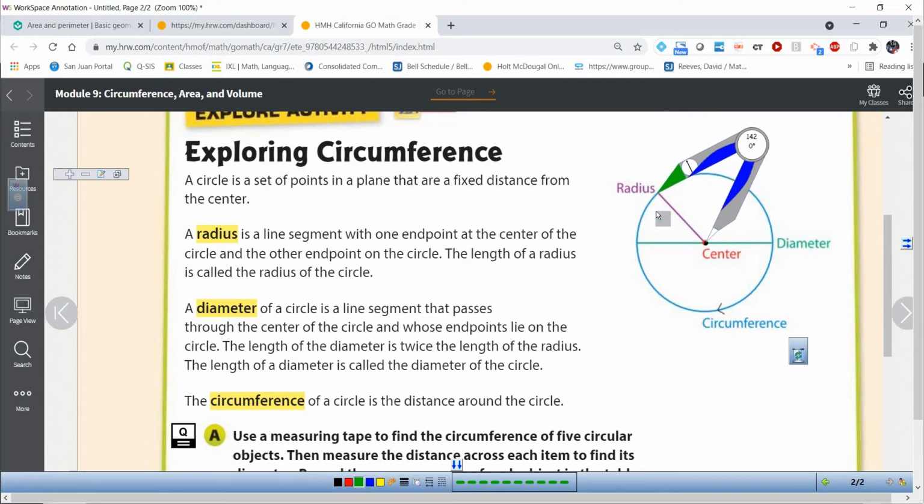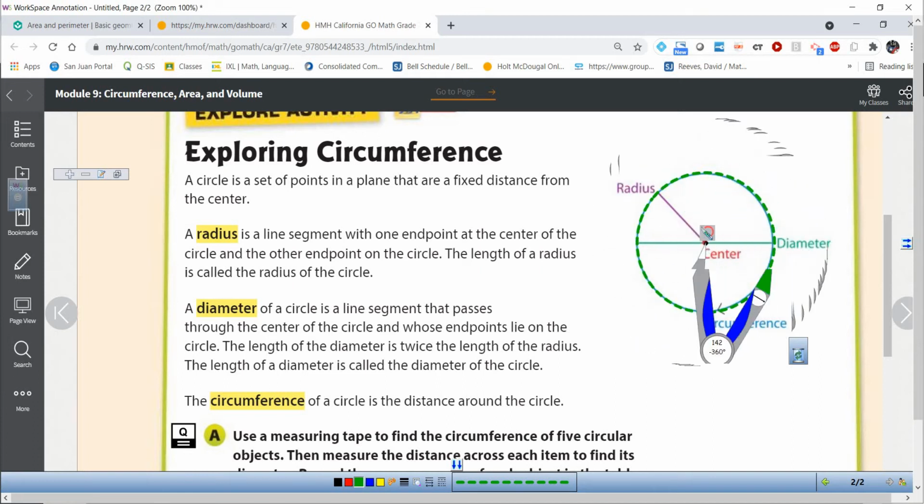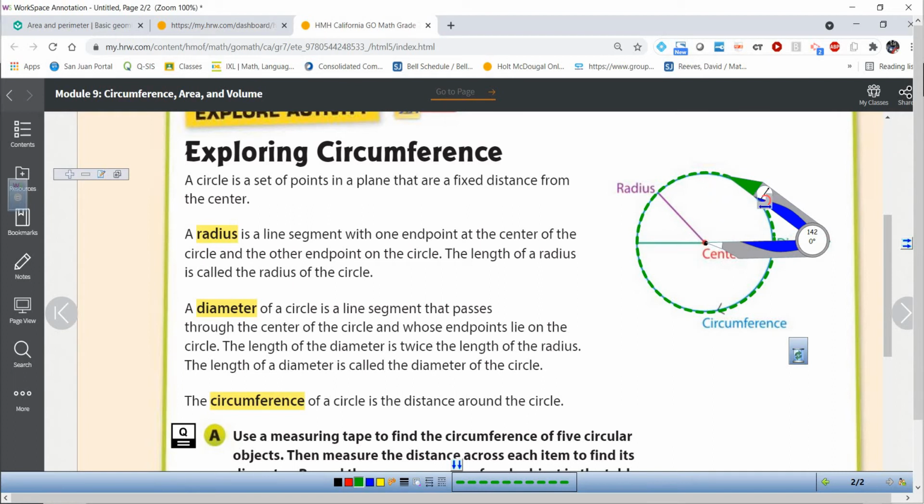That is the distance of our radius, and the radius is the segment that goes from the center to any point on the circle. That distance there is that fixed distance that we're talking about. That is the fixed distance of our circle, and watch as I go around, it forms that circle. So a circle is simply a set of points that are the same distance away from a given point, which is our center.